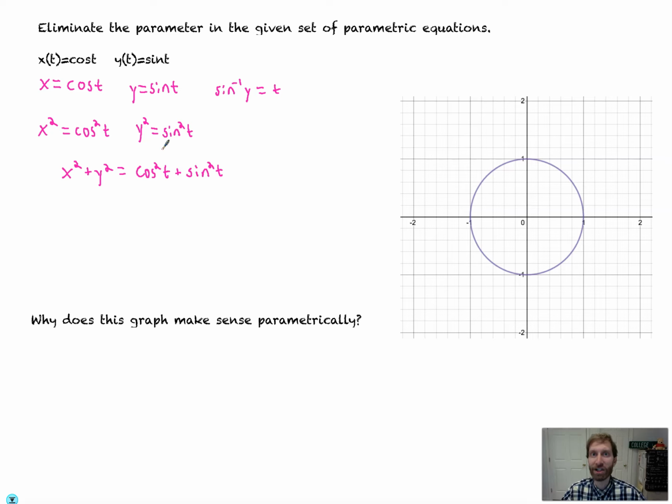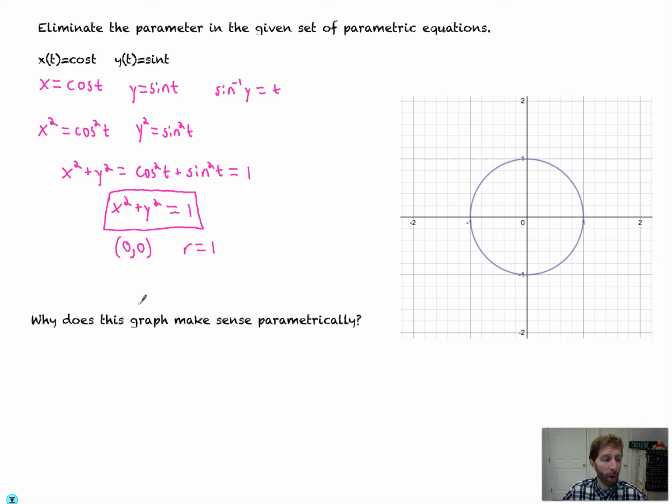Now there's an identity in trigonometry that says cosine squared plus sine squared is equal to 1. We'll take out the middle dudes, and we get x squared plus y squared is equal to 1. And why is that important? Where'd the parameter go? Poof, it's gone, right? So you're left with an equation with no t-value whatsoever, and a simple equation for a circle with center at 0, 0, and radius of 1, which is exactly what this set of parametric equations would look like.